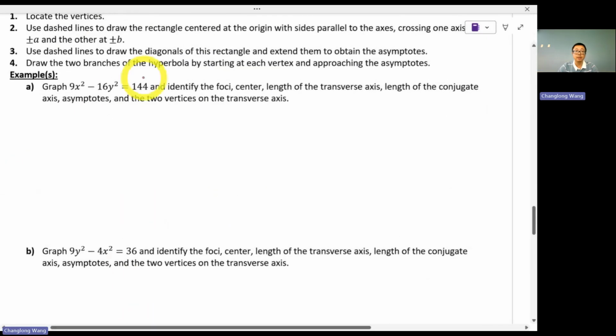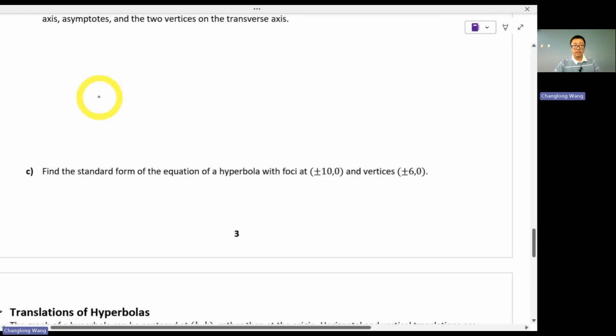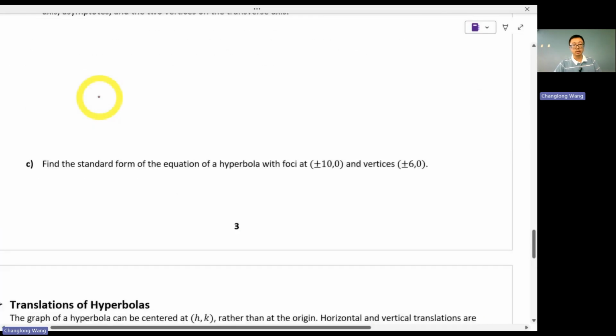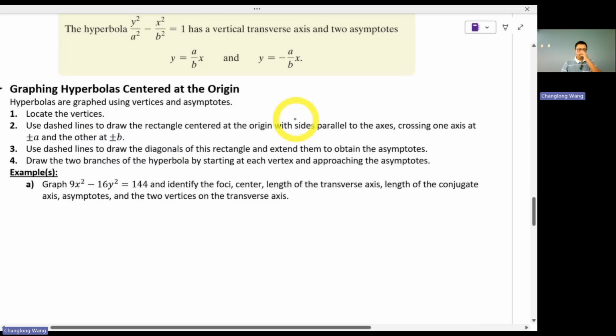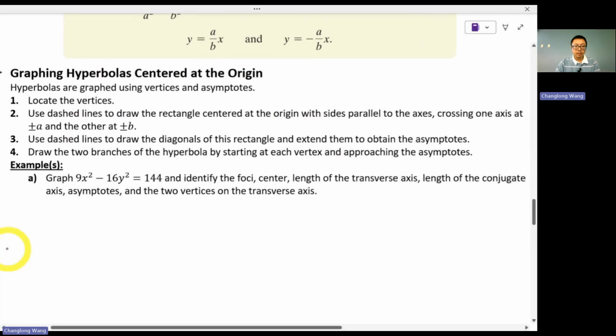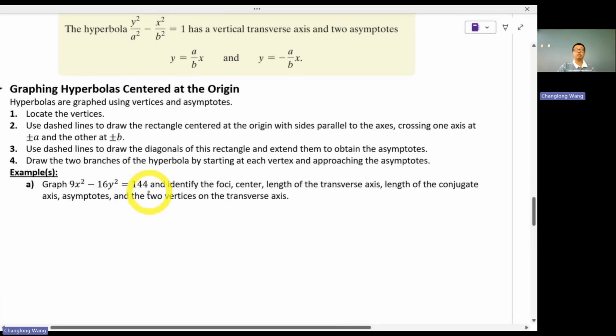So now I hope that examples A and B on page 3 seem very similar to the ones you had yesterday, right? So let's work them out. Given an equation, quadratic in x and y, I want to identify the foci, center, length of the transverse axis, length of the conjugate axis.